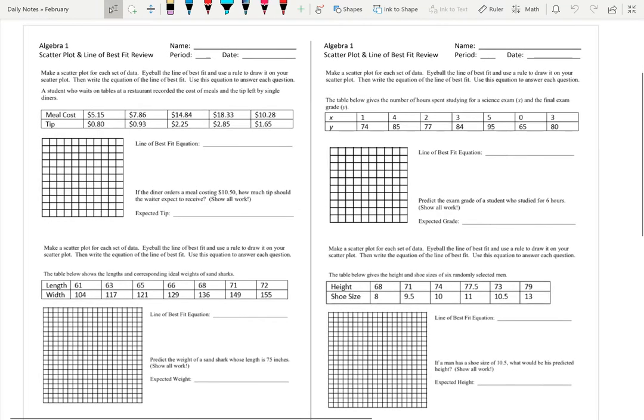All right, algebra. We're going to study for our scatter plot line of best fit quiz. Remember, the quiz is only going to be one question, but here's 4 of them to practice. This is exactly what the quiz will look like, except obviously just one question rather than 4.